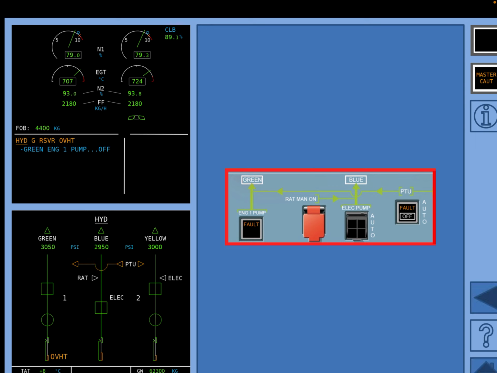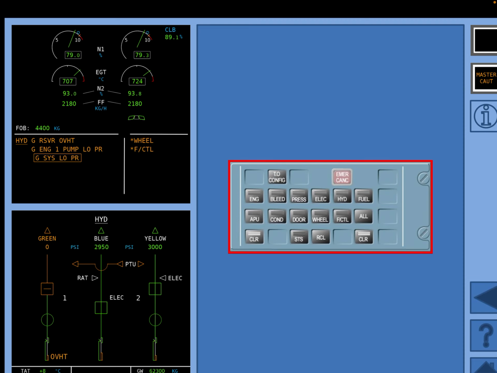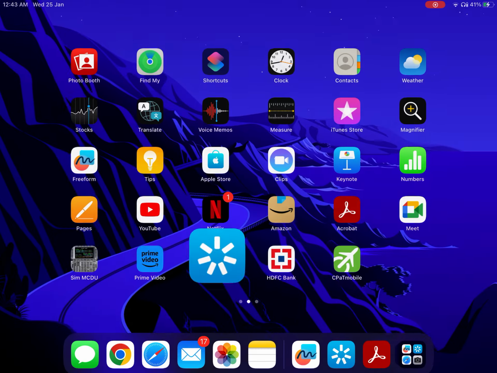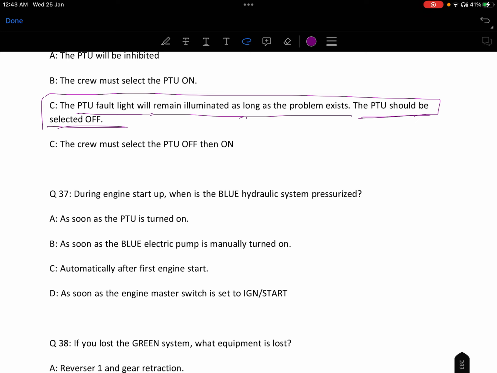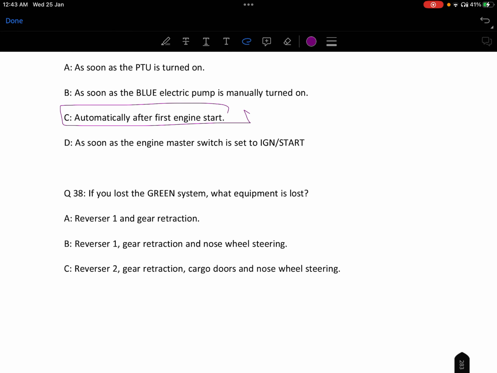So there will be two fault lights, one on engine 1 pump and another one on PTU. You can see on the ECAM upper page, hydraulic green reservoir overheat, PTU off. They are asking you to do a PTU off, then engine 1 pump off. So we will switch off the PTU and then it has gone, and now engine 1 pump off. Are you getting it? Right. Correct. Now you have seen it. Now it will be easier for you to remember. Option Charlie is the correct answer.